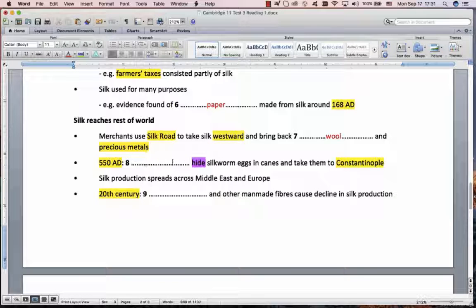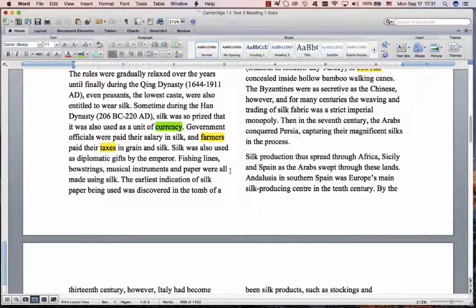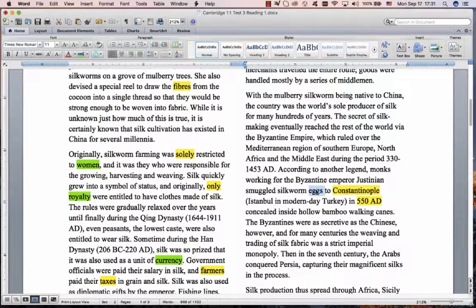Again, we're looking for a plural. Who hid the eggs in canes and took them to Constantinople in 550 AD? There's eggs. There's canes. So we're in the sentence here. Monks working for the Emperor Justinian. Remember, we're looking for a plural.